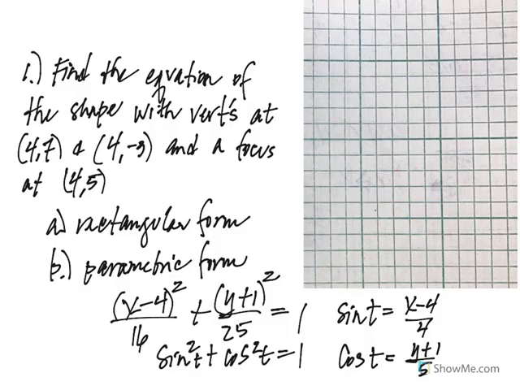which means that my equation for x is going to be equal to 4 sine of t plus 4, and the equation for y is going to be 5 cosine of t minus 1. Again, the sines and the cosines, they're interchangeable. I'll take either answer. All right, so let's start section 9.4.